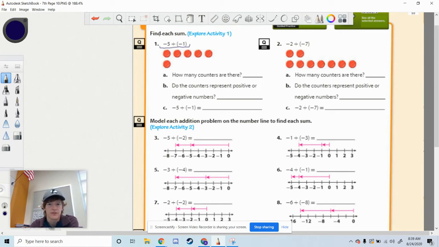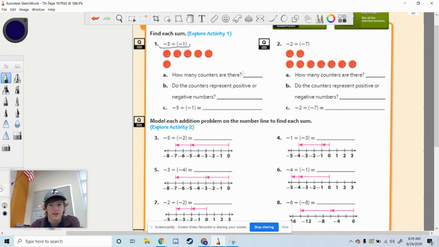To start off with, we're going to find each sum. So number 1 is -5 plus -1. When we see these red circles, these represent -1, so we have negative counters here. Yellow circles will be positive counters. I don't believe we have any on this page.